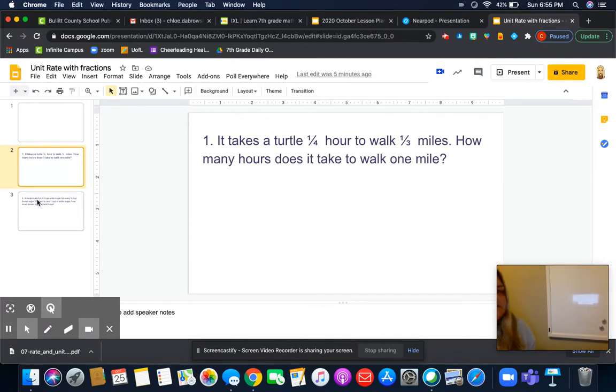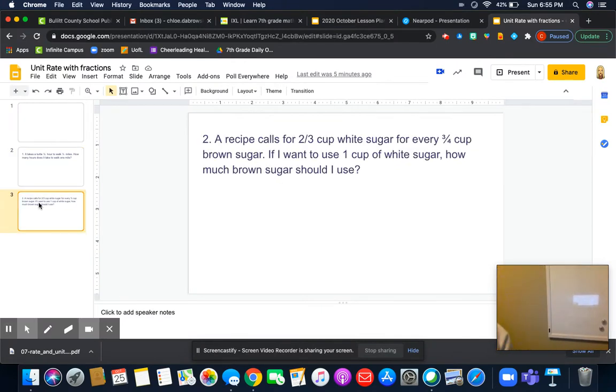All right, so our second question says that a recipe calls for 2/3 cup white sugar for every 3/4 cup brown sugar. I want to use 1 cup of white sugar. How much brown sugar should I use? So again, we're going to set up our first fraction that we do know. So we know that 2/3 is our white sugar. I always try to keep those labeled so I know what I'm talking about. And 3/4 brown sugar.